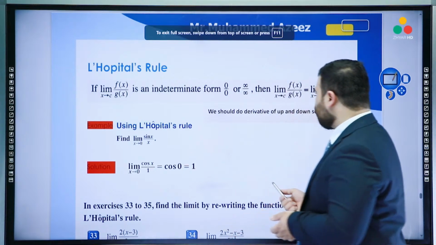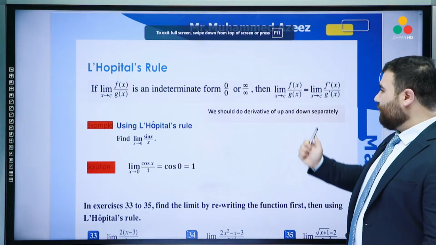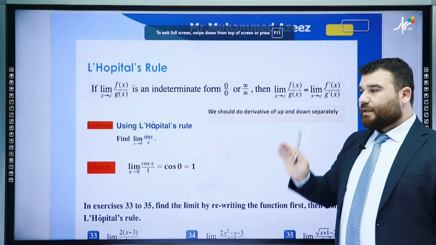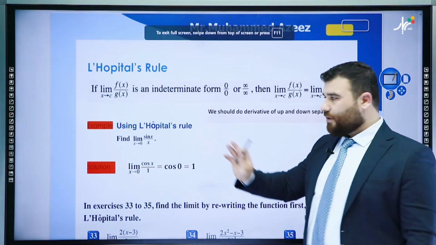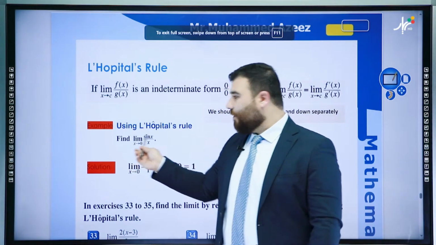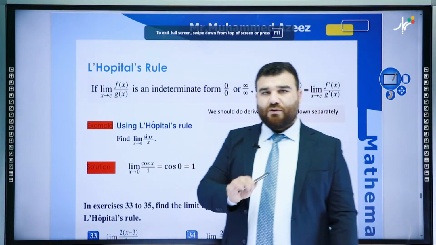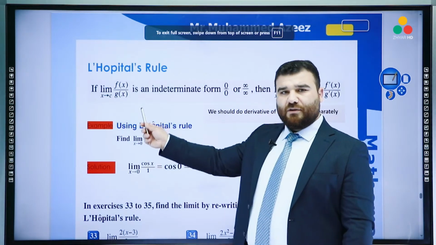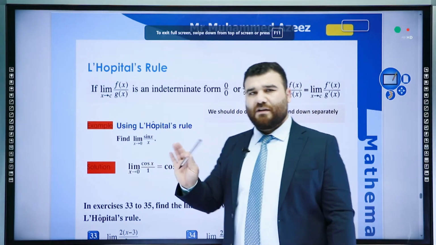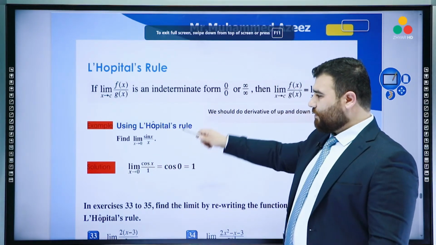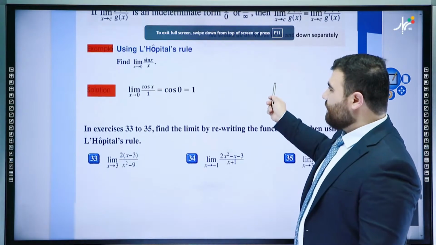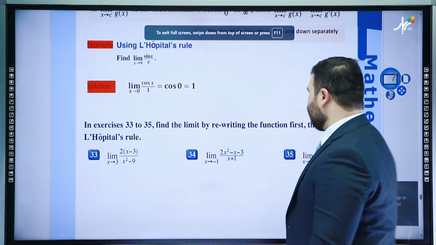Here, there is a very important note. We should always do the derivative of up and down separately. Never use the quotient rule. When you are using L'Hopital's rule to find a limit, don't do the quotient rule. Don't say down power 2, then denominator times derivative of numerator. Never do this. It's derivative of up, derivative of down separately. Then try to do the limit again. You see the answer.